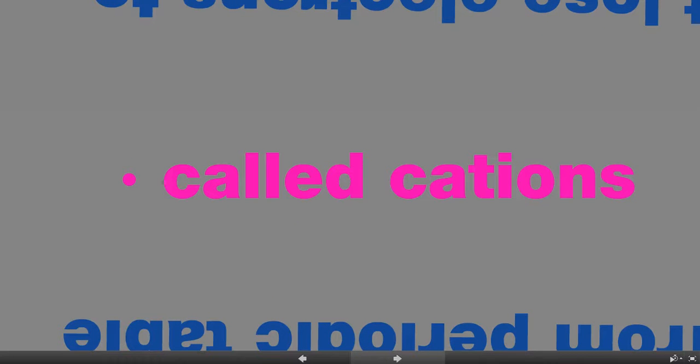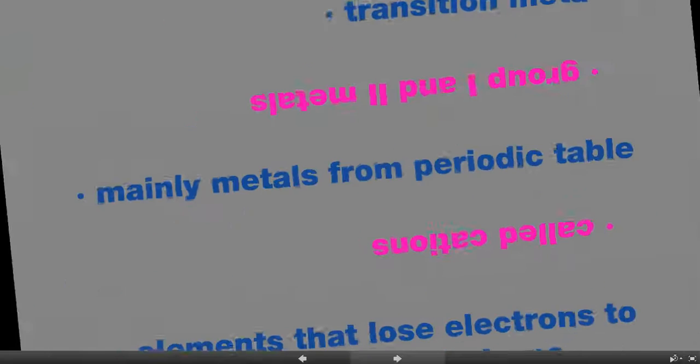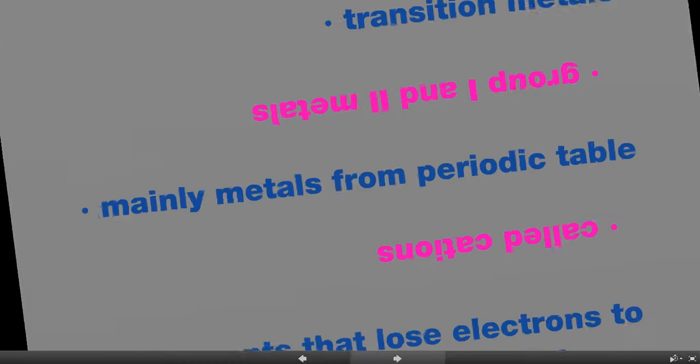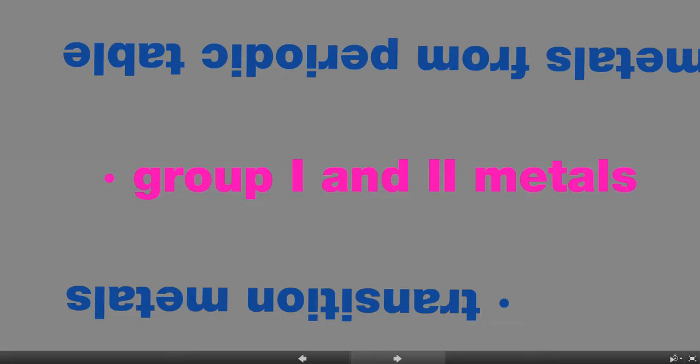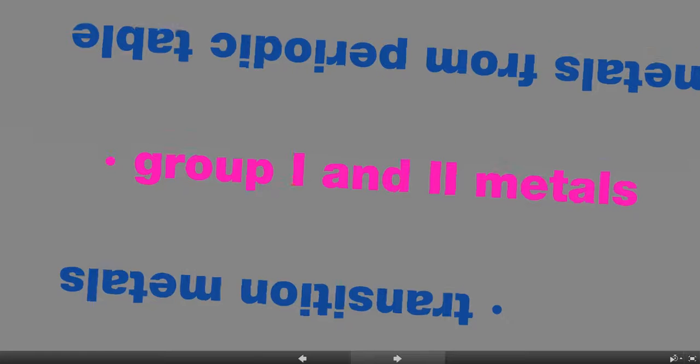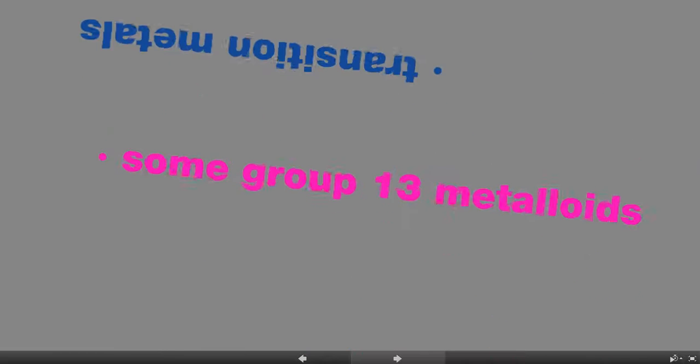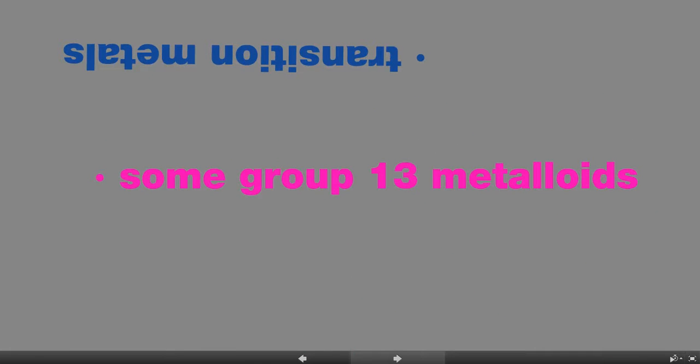Positive ions are called cations. Some people will pronounce that cations. They're mainly going to be metals from the periodic table. Metals in the periodic table is going to be all of group 1 and 2, which means column 1 and 2. It's going to be all of the transition metals, that's going to be that block in the middle. And then some of group 13.